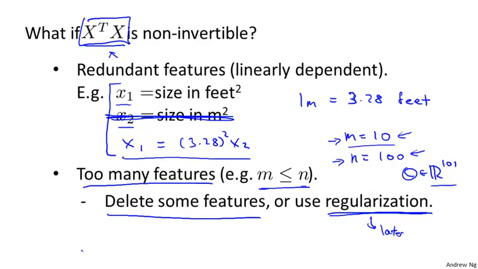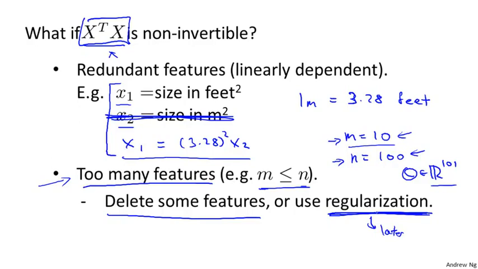And if your features are not redundant, I would check if I might have too many features, and if that's the case, I would either delete some features if I can bear to use fewer features, or else I would consider using regularization, which is a topic that we'll talk about later. So that's it for the normal equation and what it means if the matrix X transpose X is non-invertible. But this is a problem that hopefully you run into pretty rarely.